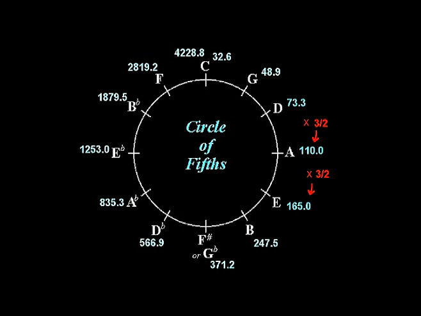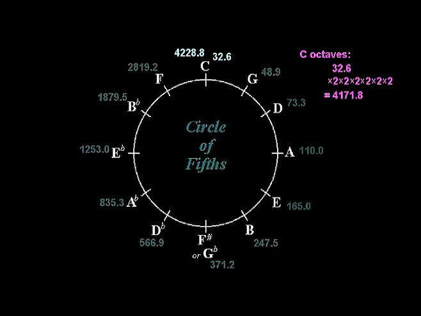Great. So here's another thing we can do. Take that starting note of C, 32.6 cycles per second, and then say we keep multiplying that by 2. Now we have a conundrum. It's a little bit upsetting because if you go from C to C around the circle of fifths, you get a number. If you go from C to C just multiplying by octaves, you get a different number.